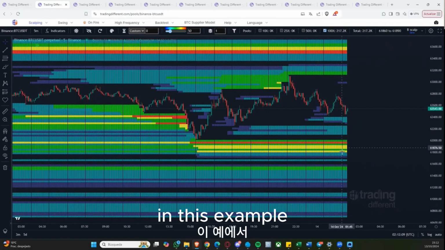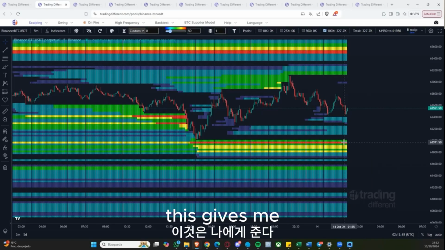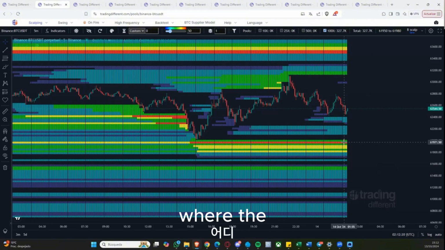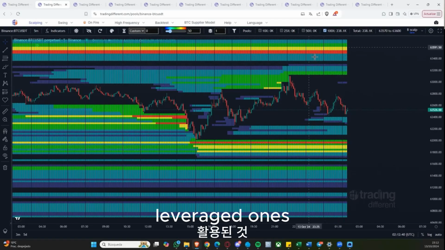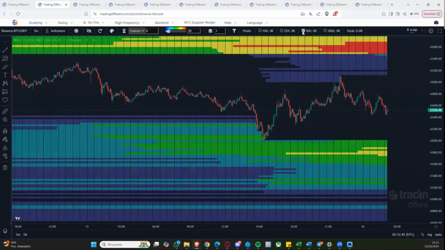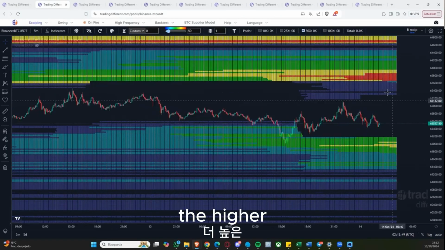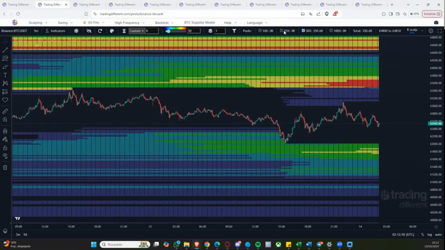In this example, the total shows 327,000, and the pool covers from 61,950 to 61,980. This gives me good precision to see exactly where the liquidity is. I can see the amount of liquidity on each of these lines, which represent small price ranges. By showing only the 50x leveraged ones, you will notice that the liquidity is moving away from the price. The lower the leverage, the further away the liquidity is from the price. The higher the leverage, the closer it is.